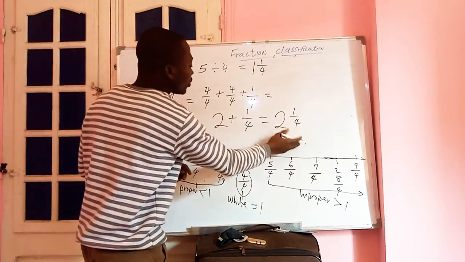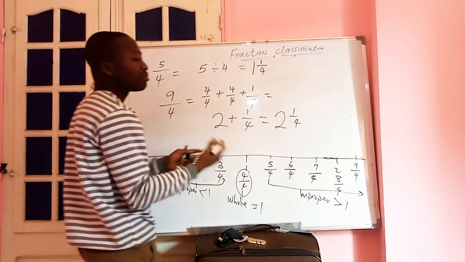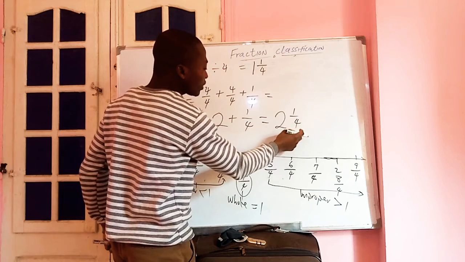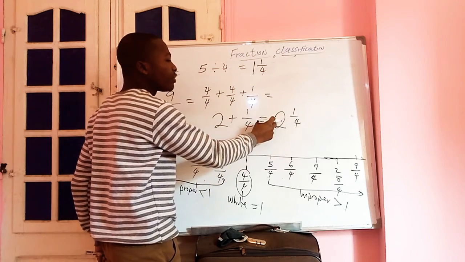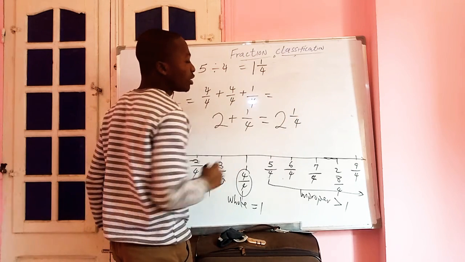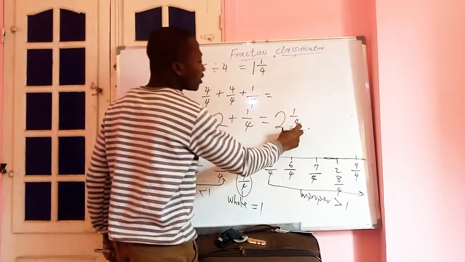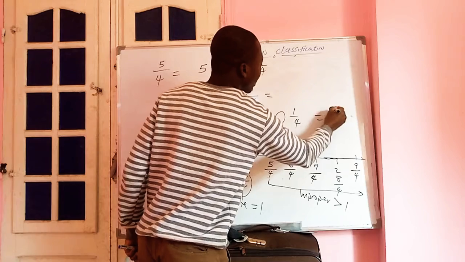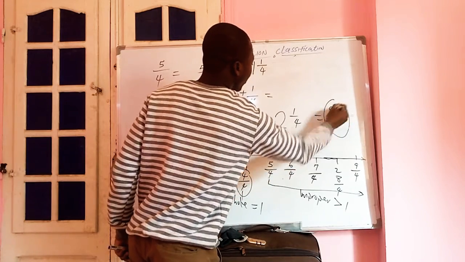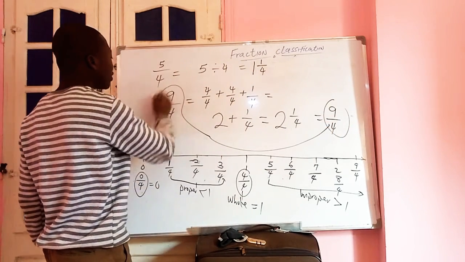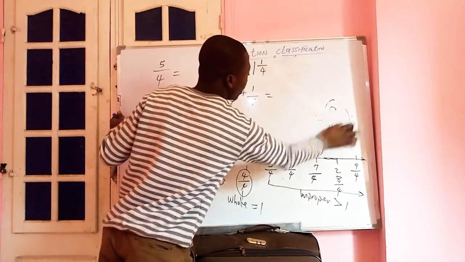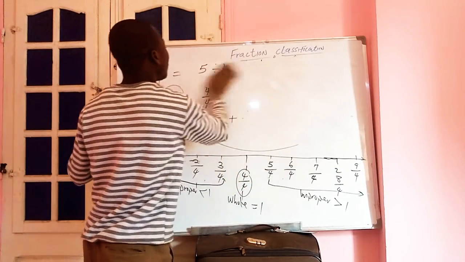And from a mixed number we can change back to the improper fraction by multiplication. We multiply the bottom number by the whole we have, plus the remainder on top. So 4 times 2 is 8, plus 1 is 9. That's 9 over 4. We get back to our original fraction. That's how we change the improper fraction to the mixed number.